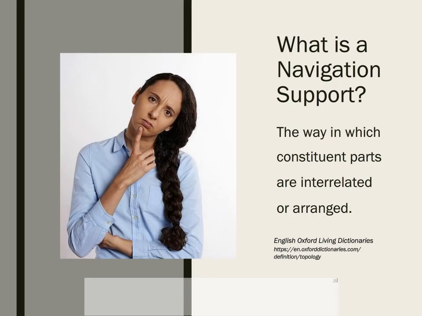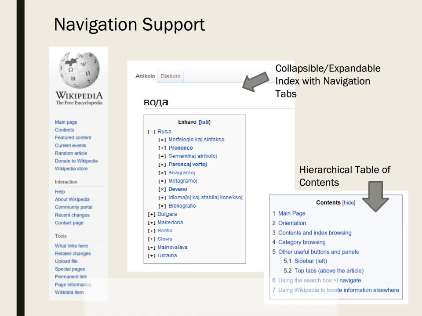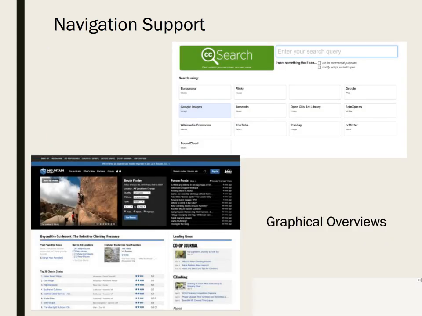You may also be wondering what was meant by the word navigational support. There are many names for this type of support, but the most common are tables of contents and graphical overviews. Here are some examples of text-based navigational supports. Some of the most commonly referenced examples of tables of contents are Wikipedia sites. Their responsive tables of contents allow the user to move throughout the article by clicking on the desired section within the table of contents. These are graphical overviews.